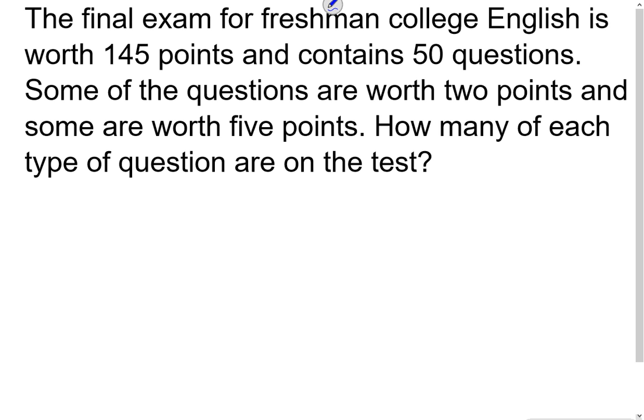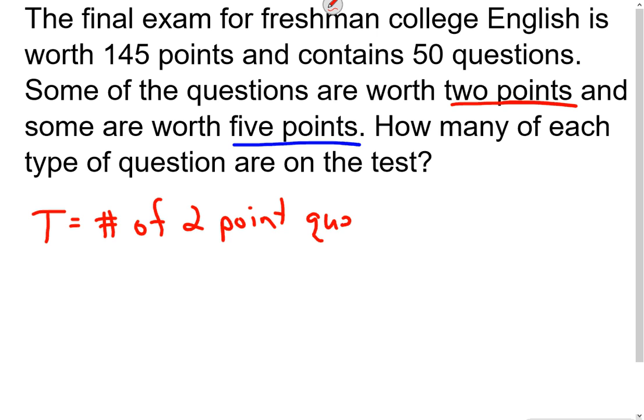Now, before I set up the equations, I need to figure out what my variables are and define those variables. The way I figure out what they are is I look at the question. How many of each type of question are on the test? So I have 2 different types of questions. I look up here and go, some of the questions are worth 2 points. So I have 2-point questions, and I also have 5-point questions. So one of my variables, I'm going to call it T, is going to talk about the 2-point questions. So it's the number of 2-point questions. How many of them are on the test?